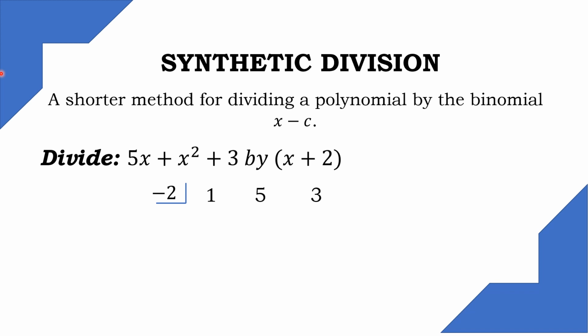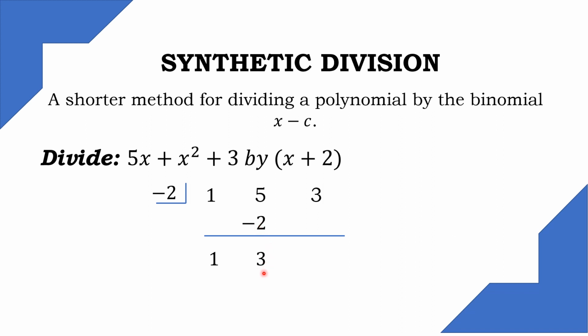So for the next step, we're going to draw here a line. And we're going to bring down the first coefficient in the third row. So the first coefficient is 1. And then we are going to multiply 1 by negative 2. And the answer will be negative 2. And we are going to place it under 5, which is of the second row. And then we're going to add 5 plus negative 2. And that is positive 3.